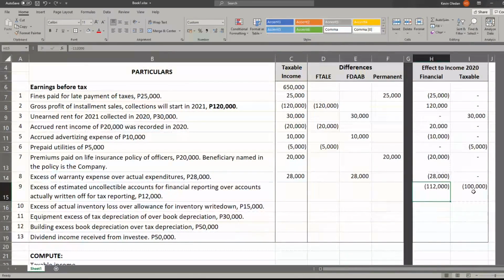But then again, if the problem is like that, I don't want to make additional assumptions. So let's just say this is 12,000 and this is 0 here. Kasi that is their net effect to taxation and financial accounting. And again, it will follow the same logic as number 8. 12,000 added back here. And then it will be part of FIDAAB as 12,000 here.